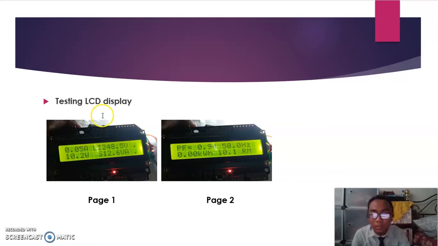And lastly, this is the display value of the LCD. This is page 1 and page 2. In page 1, we can see the parameter values like current, voltage, watt, and apparent power. In page 2, we can see the power factor value, frequency value, energy consumption, and lastly, the bill. This shows that the LCD of the energy meter is able to properly display the values.